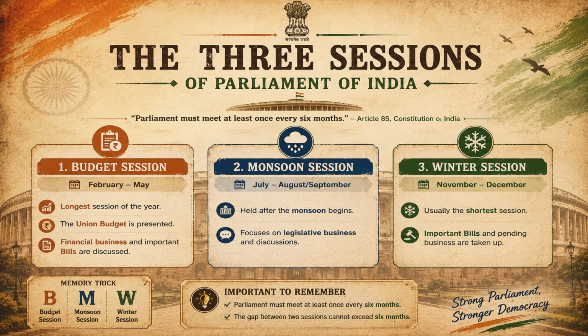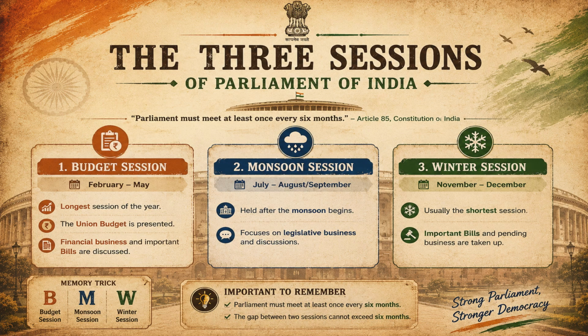And the difference between the three we'll be discussing: the budget session, monsoon session, winter session. The parliament has to meet within 6 months. The difference between two sessions can only be that of 6 months. It cannot be more than that.